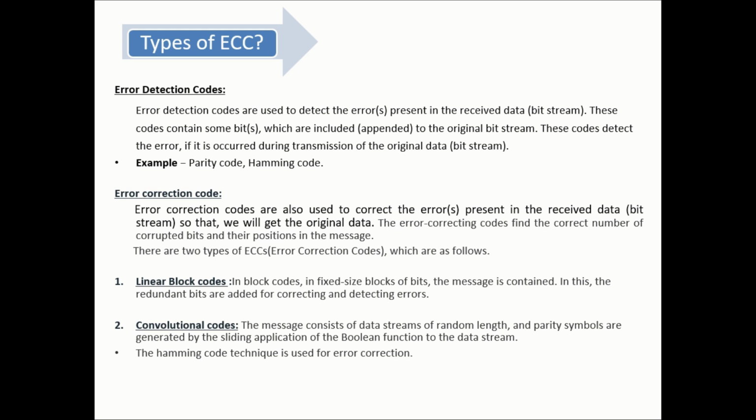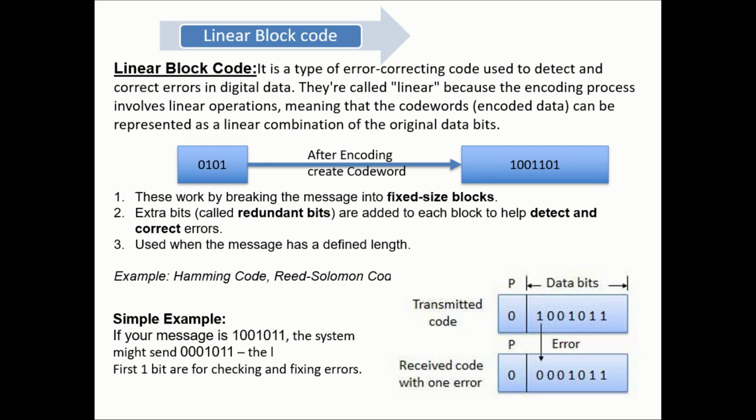Among these, the Hamming code technique is a popular method used for error correction in digital communication systems. For encoding, that means whenever we want to send data from a source to a destination, we use the linear block code to encode, and then we use the Hamming code to decode at the receiving end. So now let's go to the slide where we can understand what a linear block code is.